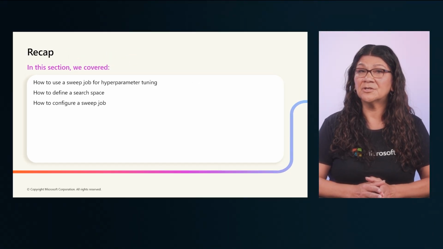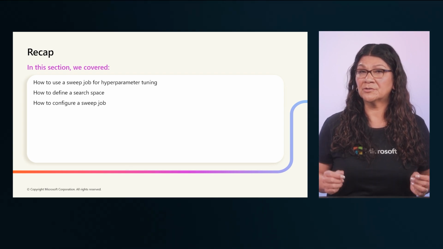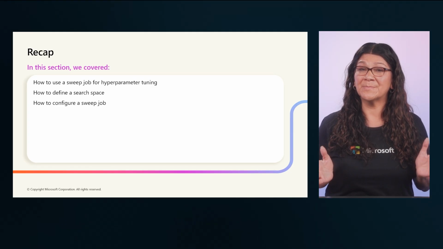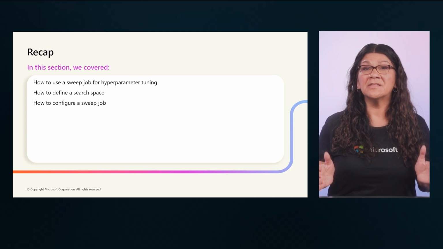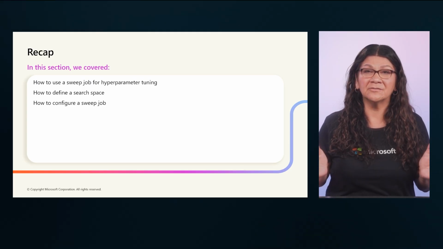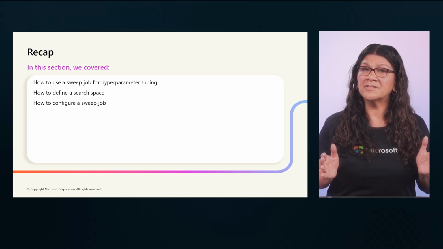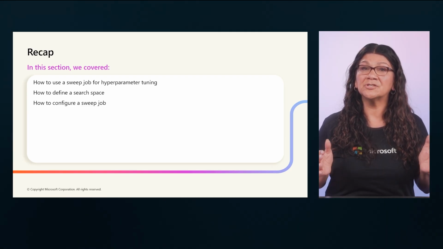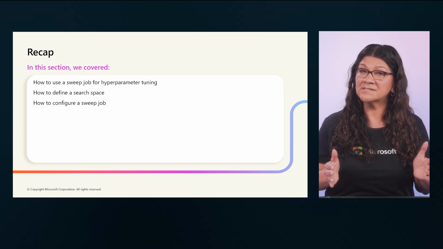In this section, you learned how to systematically optimize model performance with hyperparameter tuning in Azure Machine Learning. You explored how to define a search space, choose an effective sampling strategy, and run a sweep job that automatically tests many model configurations in parallel. By structuring experiments this way, rather than guessing values, you can quickly surface stronger models and make tuning a repeatable, data-driven process that delivers better results with less manual effort.